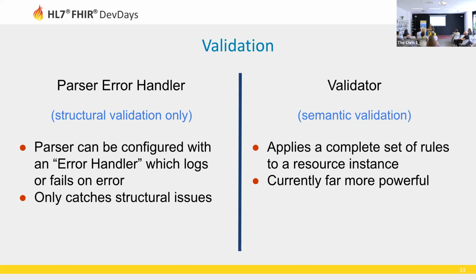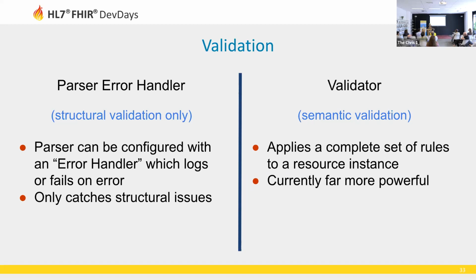One is the parser error handler. The parser error handler is a mechanism that is really, really lightweight, like it adds no performance overhead. And all it does is catch basic syntactic issues, structural issues. So, if there's elements that don't make sense, like if I've got a foo element in my patient resource that doesn't exist, the parser error handler will catch that. If I've got multiple values in an element that's only supposed to have one value, the parser error handler will catch that. So that's sort of basic structural validation. That's the parser error handler.